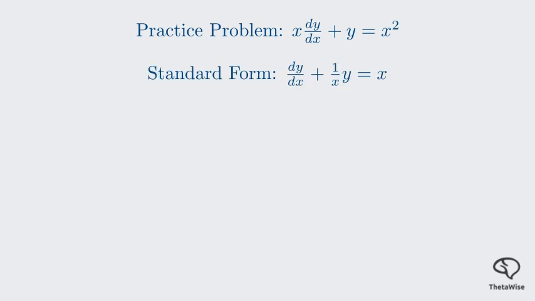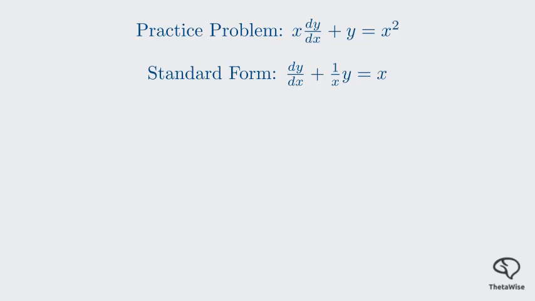Let's try a practice problem. Solve x dy/dx plus y equals x squared. First, we must put it in standard form by dividing by x. This gives us dy/dx plus 1 over x times y equals x. Now, pause the video and try to solve it using the integrating factor method. Welcome back. Let's solve it.